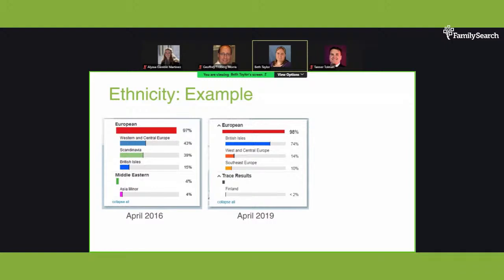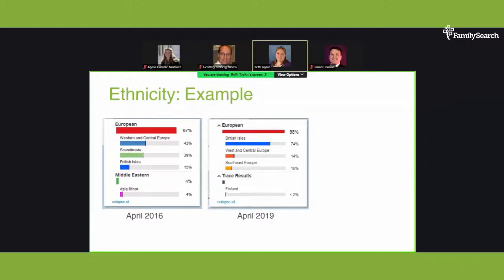In April 2019, however, my DNA had changed a lot. Suddenly, instead of being 15% British Isles, I was now 74% British Isles. And I had gone from being 39% Scandinavian to having no Scandinavian except for a trace of Finnish. So what's going on here? Is my DNA changing? Did I find a magic room that changed my DNA?